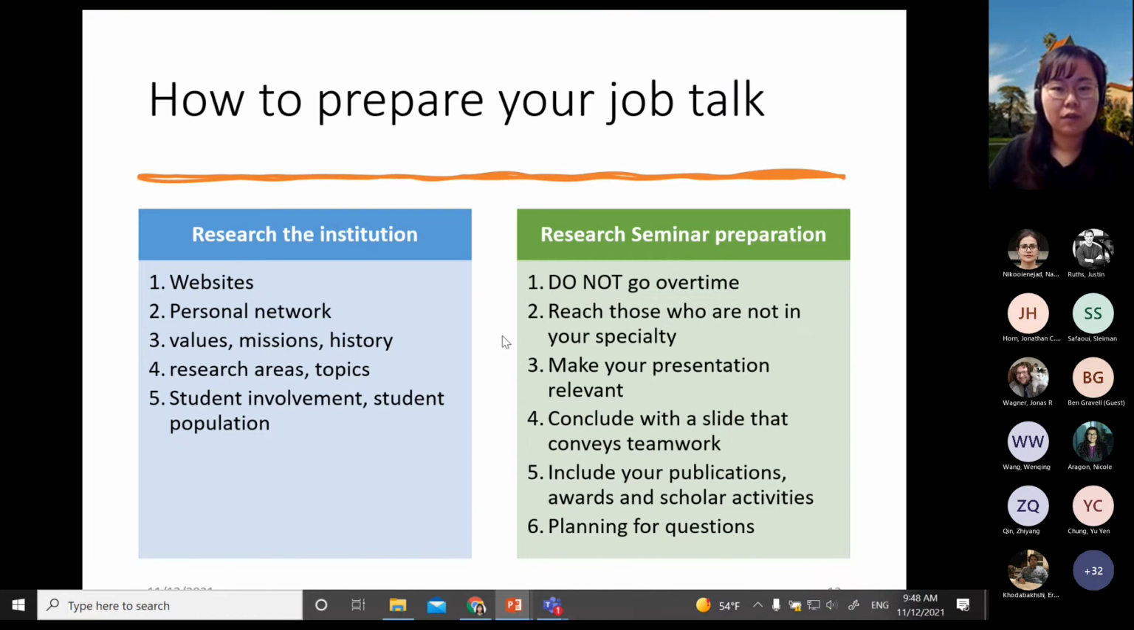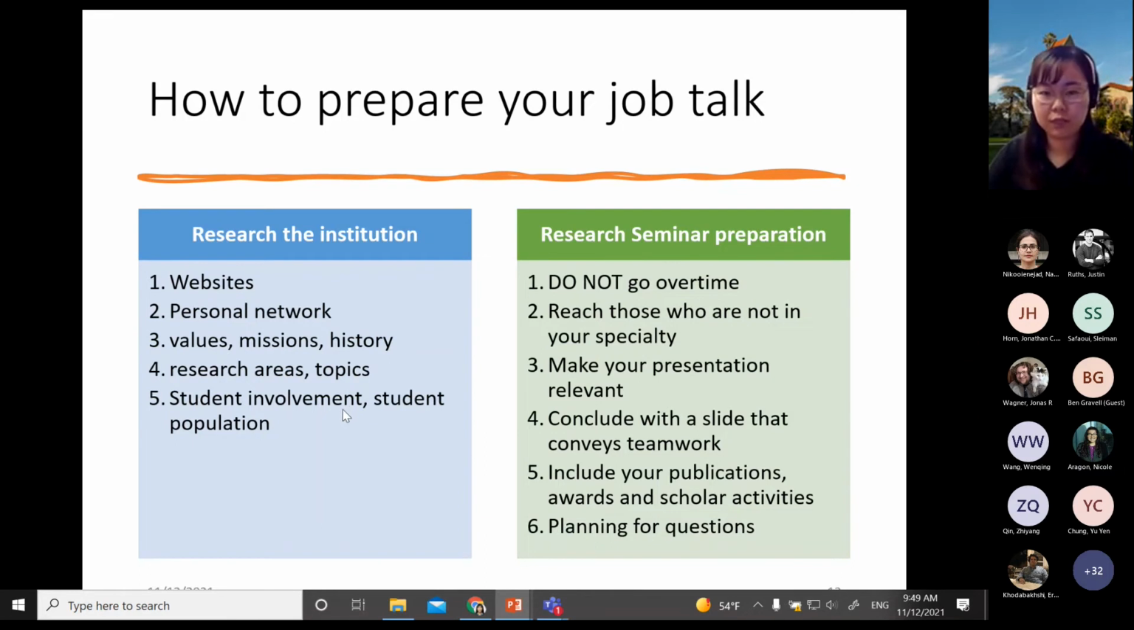Okay, after the phone interview, if the search committee reaches out to you, then congratulations, you're on the short list. And there might only be like 3 to 4 candidates on the short list, and you need to prepare your job talk. So before the job talk, you need to research the institute, check their website, and see if you have any personal network to the institute, and then know some of the values, missions, and history of the school, and what are the research areas currently, what are the topics they are doing, and student involvement in research, and what is the student population.